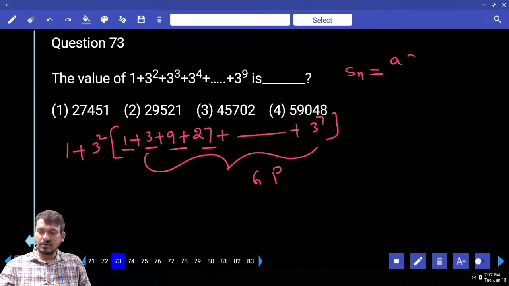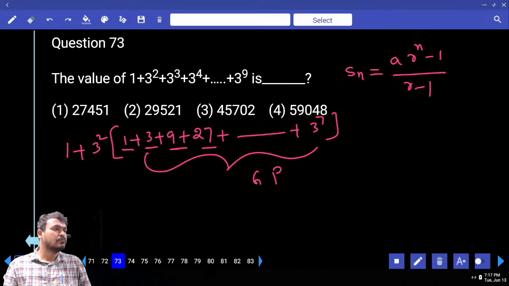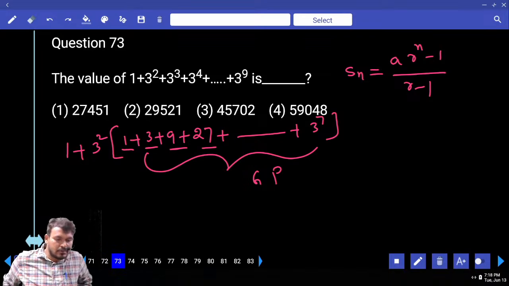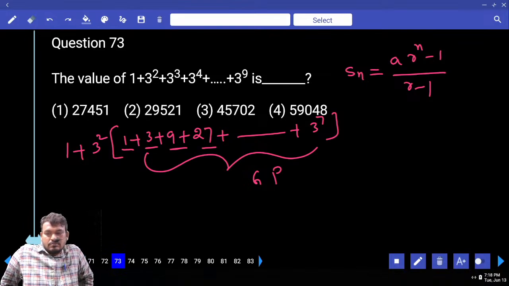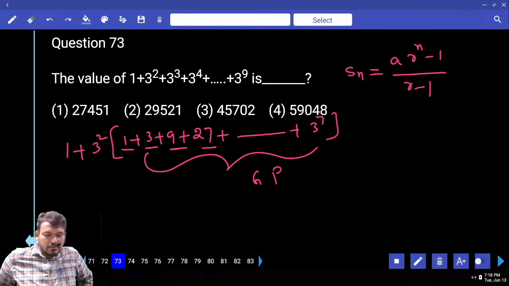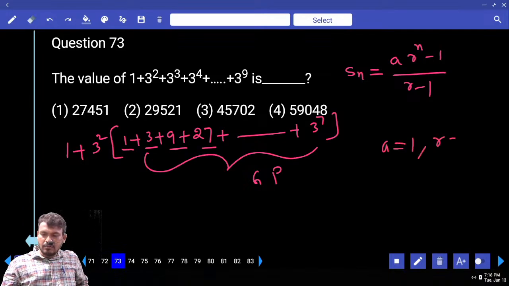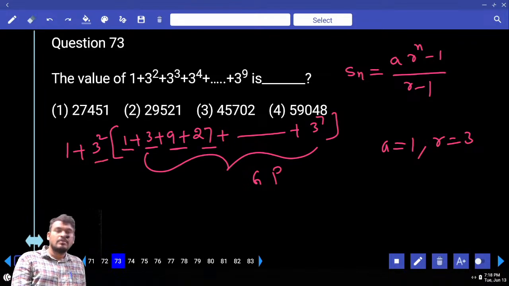In a geometric progression, what is the sum formula? A into r power n minus 1 by r minus 1. Substitute the values. What is the a value? 1. What is the r value? 3. A equals how much? 1. R value 3. We get the sum value, that is multiplied by which one? 9 plus 1.